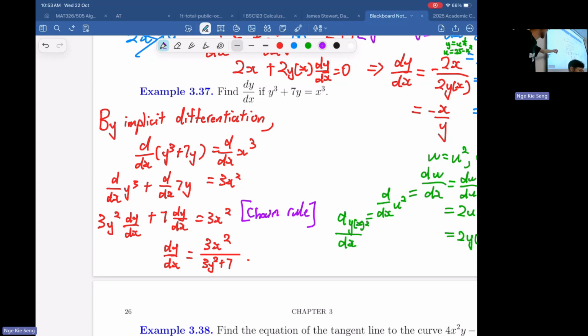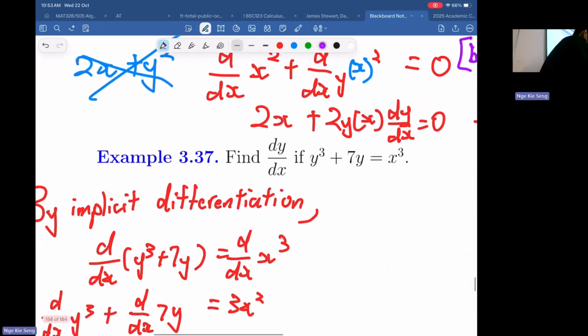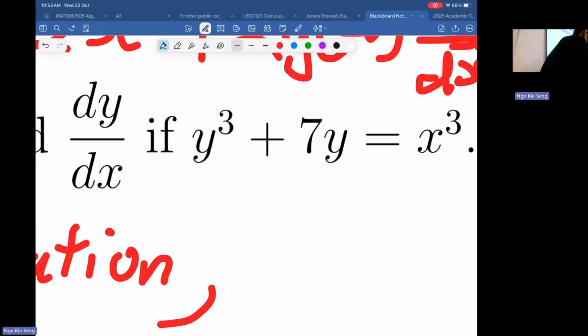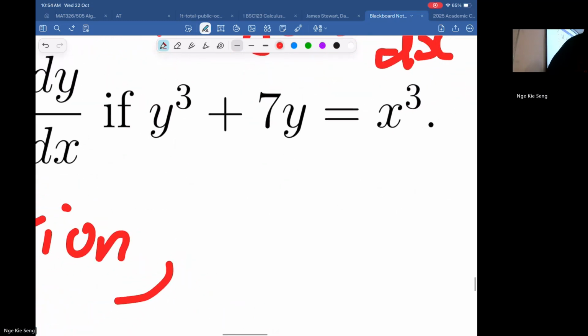What's the point of using this implicit differentiation? Even if we get this one, what do you mean? If we just straight up use the derivative, what do you mean by straight away? Put 3y to the power of 2 plus 7 equals 3x squared.